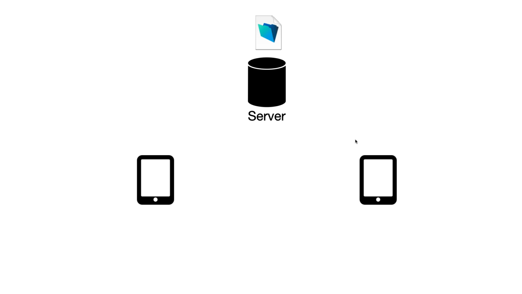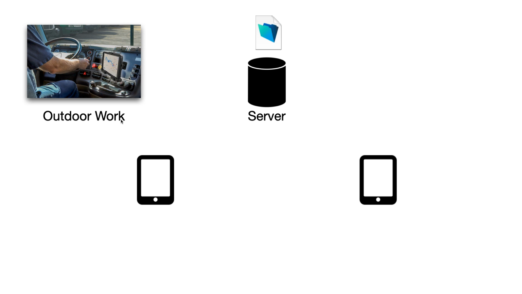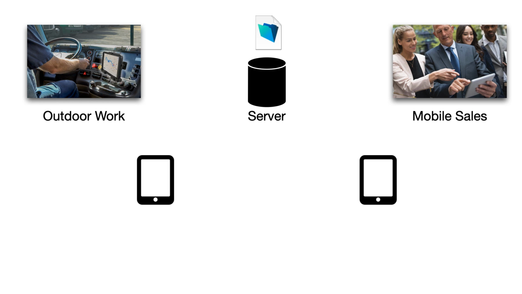you're not always going to have the best Wi-Fi when you're using an iPad. For example, in situations like doing outdoor work, maybe you are working on a trucker app, where people drive around and have the iPad show them information, or maybe you're a mobile salesperson who needs to go to other people's offices and show them information on an iPad. Sometimes you might not have a good enough Wi-Fi connection to reach the server.